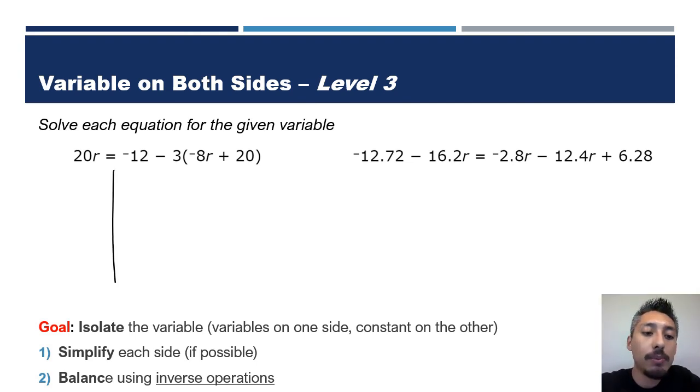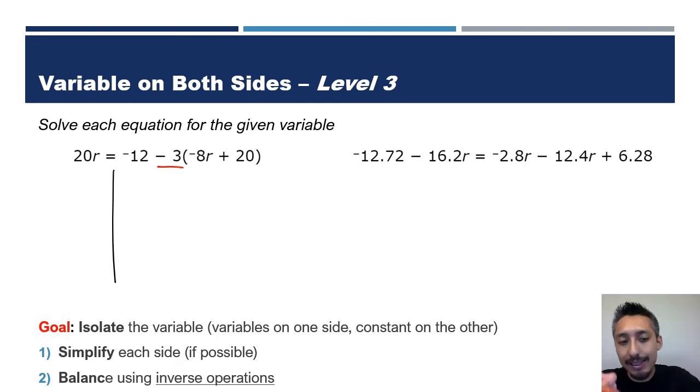For the first example, we have 20r on the left side. We can't simplify that. It's just 20r by itself. On the right side, however, we can simplify. According to the order of operations, we are first going to multiply. So in this case, it's distribution. It's just a special kind of multiplication.